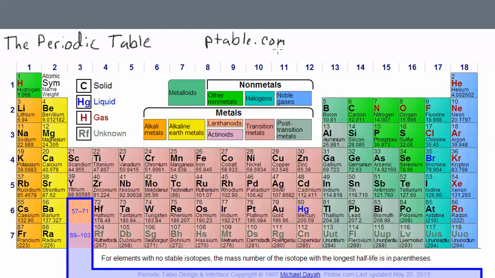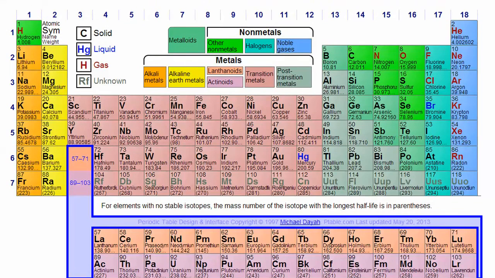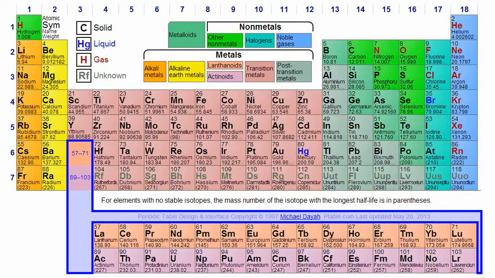It's a really nice, easy to read periodic table. You can choose what information you want to see, what information you don't want to see. It's interactive, it's nice. So go check it out when you get a chance. Let's learn a little bit about what's going on here.